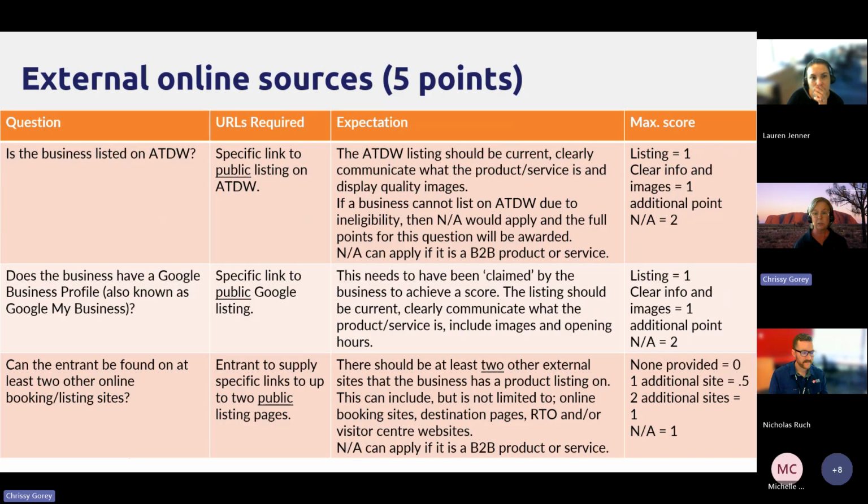Other external sources. So ATDW, and I guess this is another clear thing of, is the information clear? Are your images awesome? Jump in now, make sure that it's up to date, get that additional point so you're getting the full 2, not just a standard ATDW listing. Have that real clear information and awesome up-to-date images. And again, also with your Google business, I'm sure it's something you probably do try to keep on top of, making sure that it is clear and that images say 1,000 words.